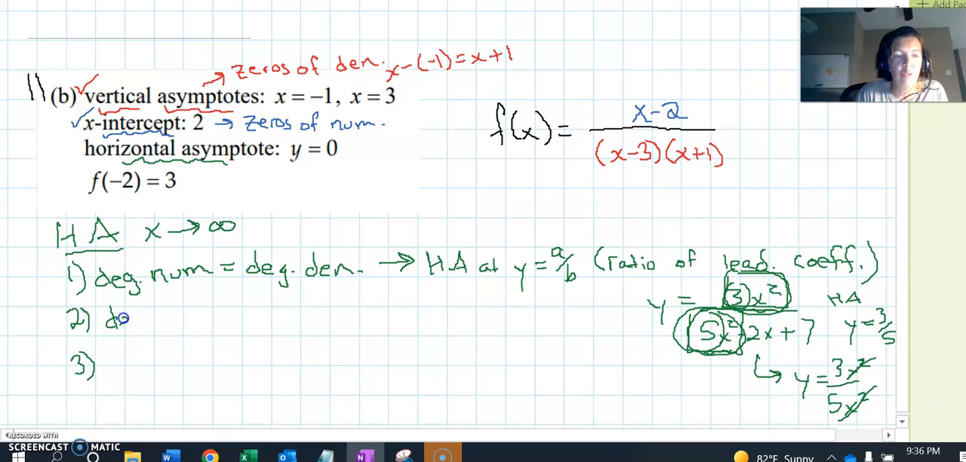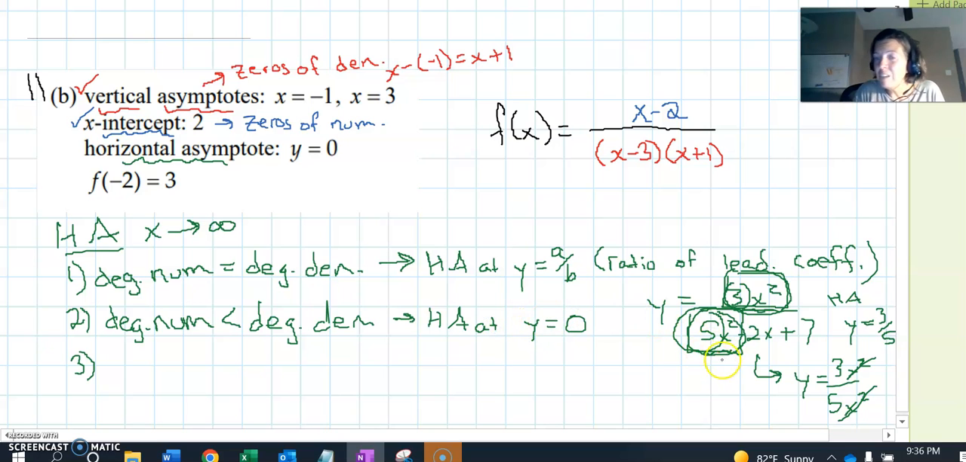Now, when the degree of the numerator is smaller, so less than the degree of the denominator, when you have a higher degree on the bottom, sometimes teachers call that a bottom-heavy function, then there's automatically a horizontal asymptote at y equals 0.